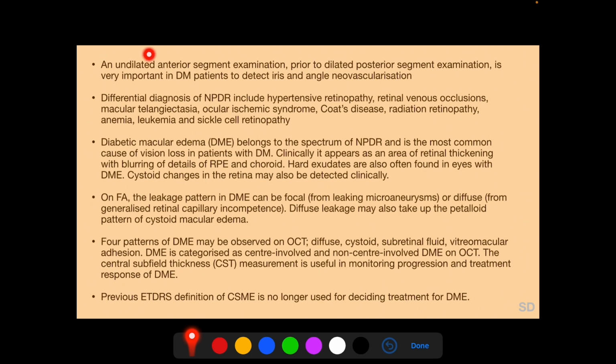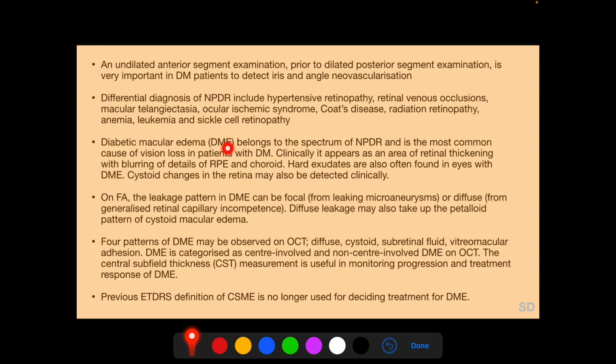An undilated anterior segment examination prior to dilated posterior segment examination is very important in diabetic patients to detect iris and angle neovascularization. Differential diagnosis of NPDR includes hypertensive retinopathy, retinal venous occlusions, macular telangiectasia, ocular ischemic syndrome, Coats disease, radiation retinopathy, anemia, leukemia, and sickle cell retinopathy.